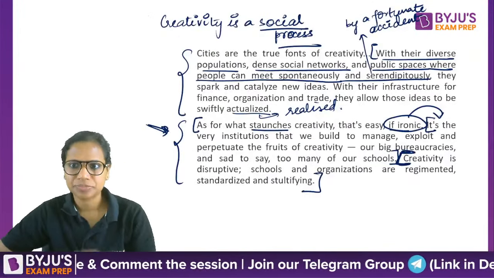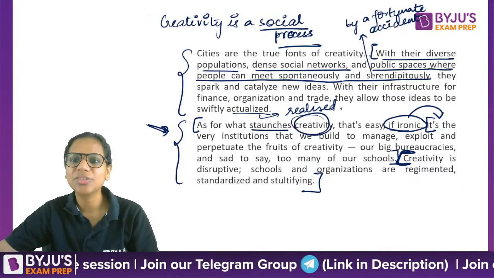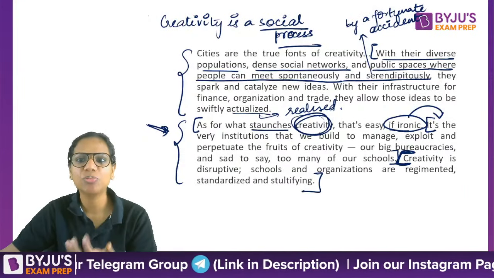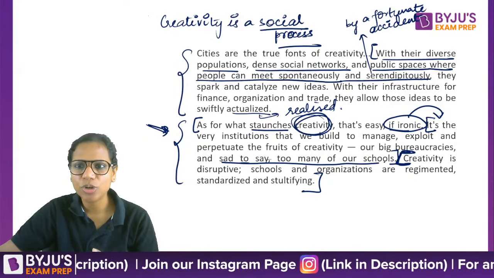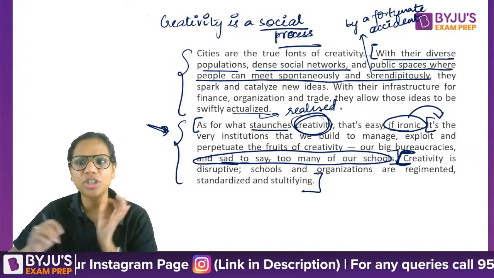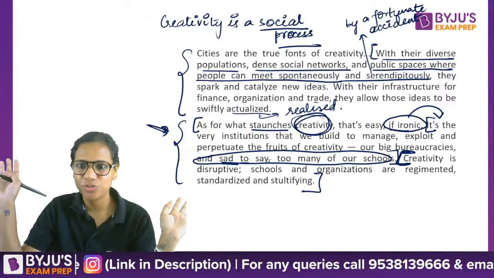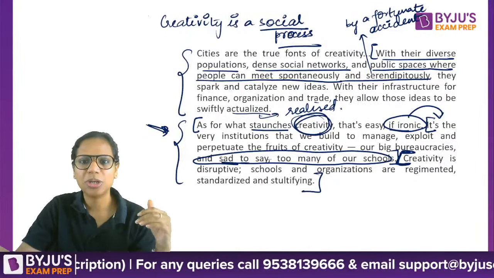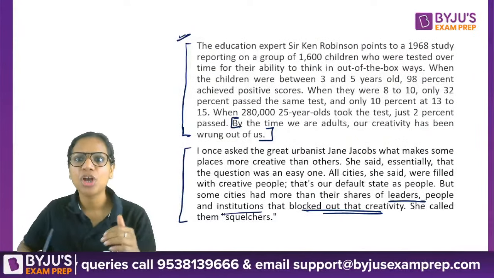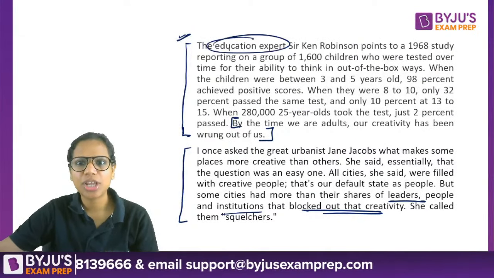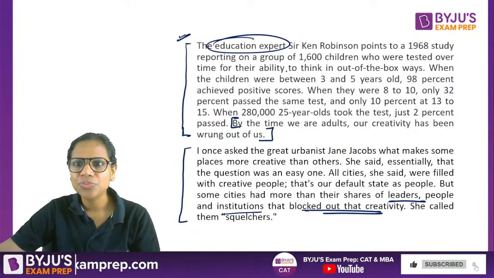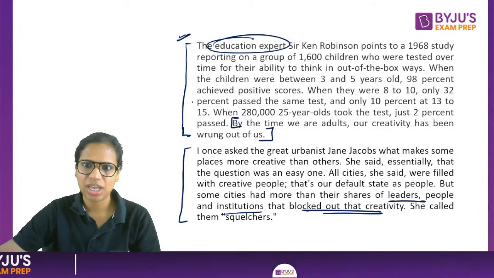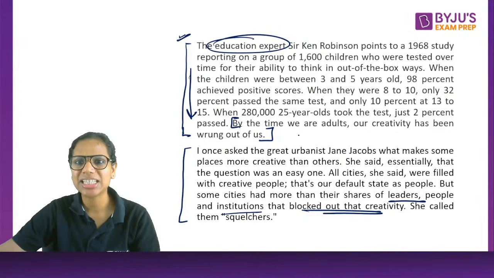See this. What staunches creativity? The very institutions that we build to perpetuate creativity. Sad to say, too many of our schools. Creativity is disruptive. Schools and organizations, they are regimented, standardized, and stultifying. So, this guy is an education expert, right? He conducted this study, and what did he find? That as they grew older, they became less creative.